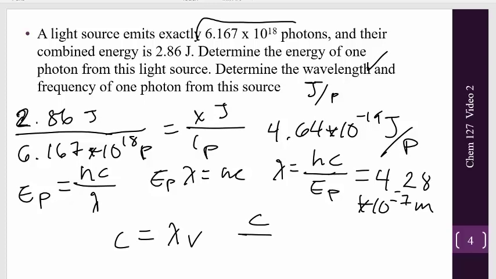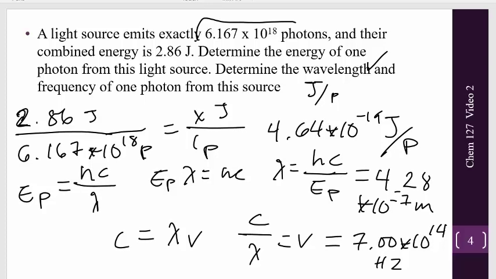So the speed of light divided by wavelength will give us the frequency. So using the wavelength we just found, and then rounding to our 3 sig figs, we get 7.00 times 10 to the 14th hertz, or inverse seconds.